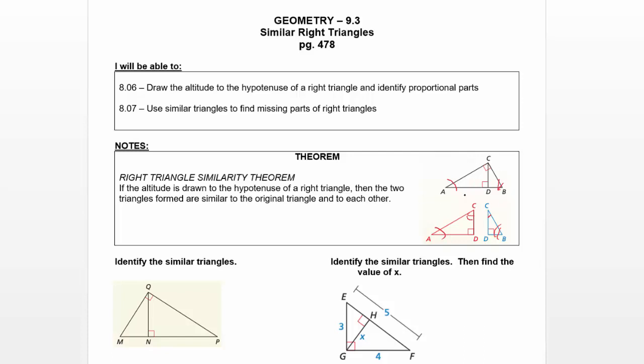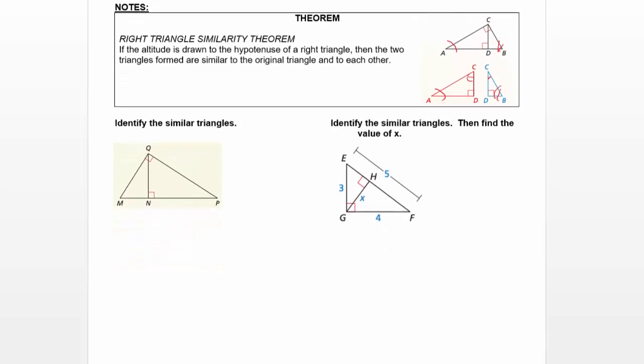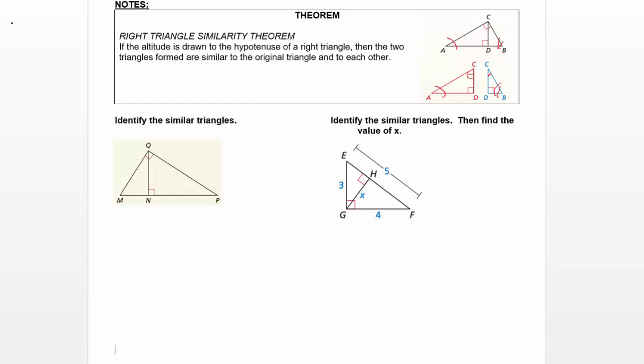This is really useful because these two smaller triangles have side lengths that correspond to the original triangle and are all in the same proportion to the big triangle, meaning we should be able to set up and solve proportions to find some missing side lengths. We're going to start though by just visually identifying what the corresponding parts are and writing down what the similar triangles have to be.